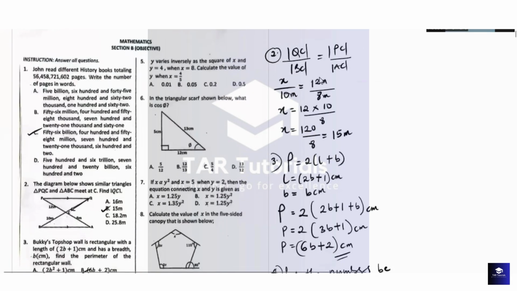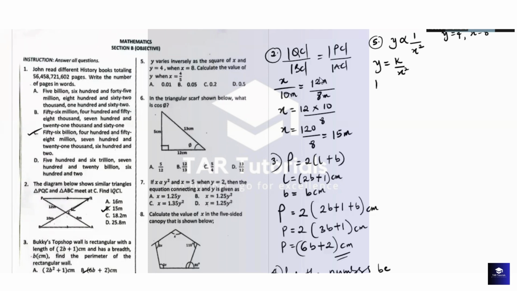Question 5. Y varies inversely as the square of x, and y equals 4 when x equals 8. Calculate the value of y when x equals 4 over 5. This is inverse variation. Y varies inversely as the square of x, that's x squared, and y equals 4 when x is equal to 8. With these two parameters, we first need to get the constant, the relationship between y and x. So y equals, we introduce a constant k over x squared.